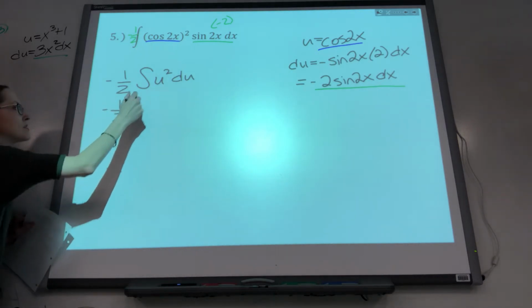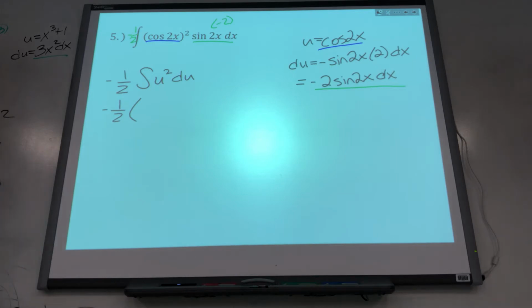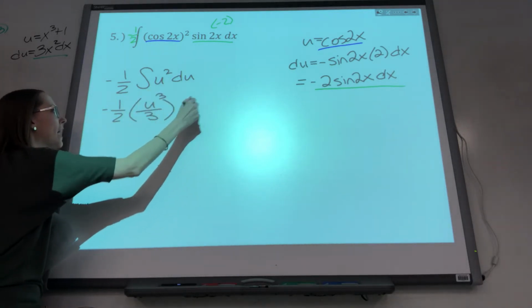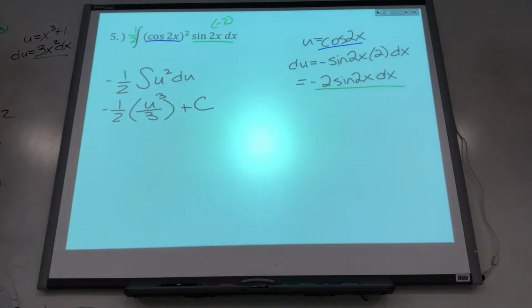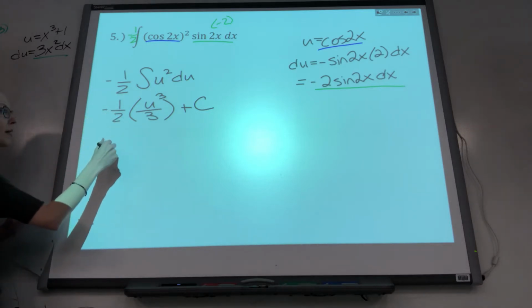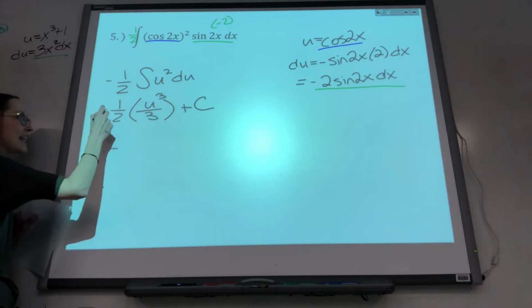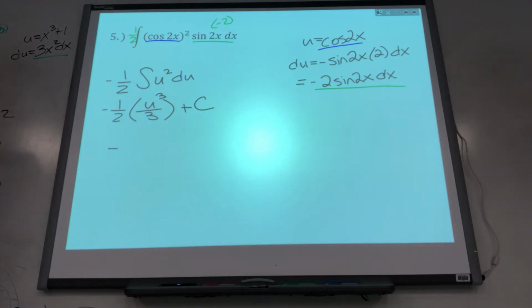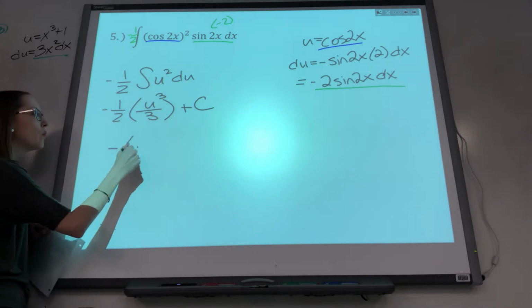Now it just becomes a matter of adding 1 to my power and putting my new power on bottom. So right now it's u cubed over 3, but let's make that look a little bit better. I can keep the negative on top or out front. It doesn't really matter.